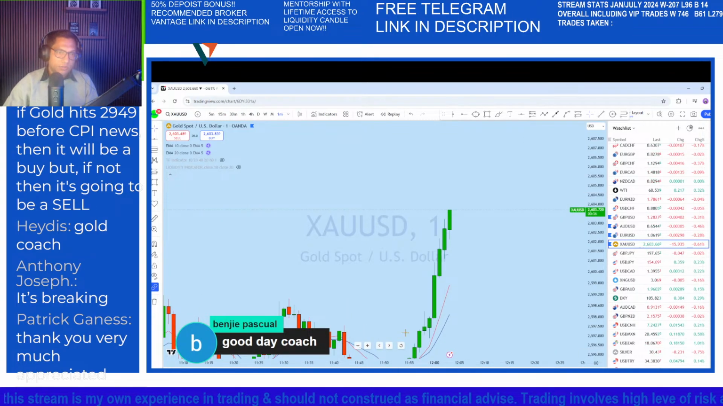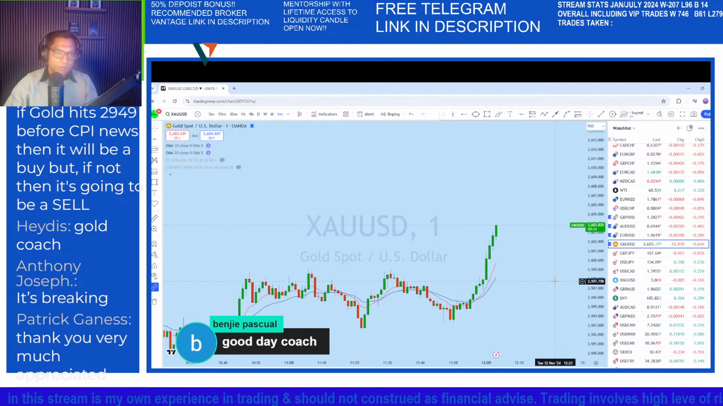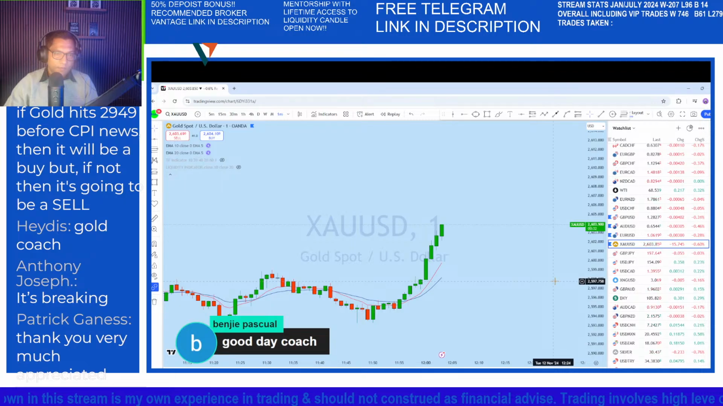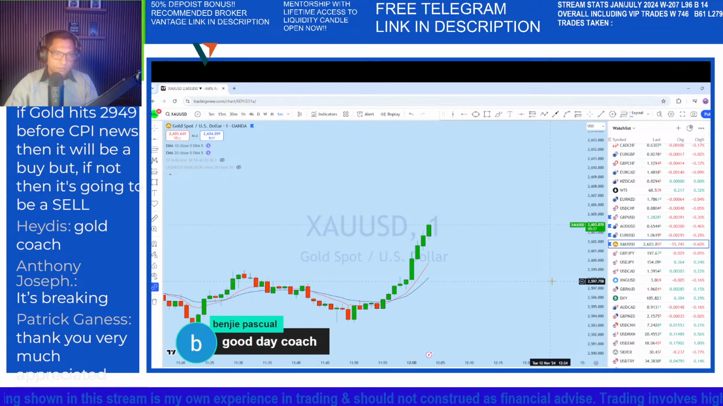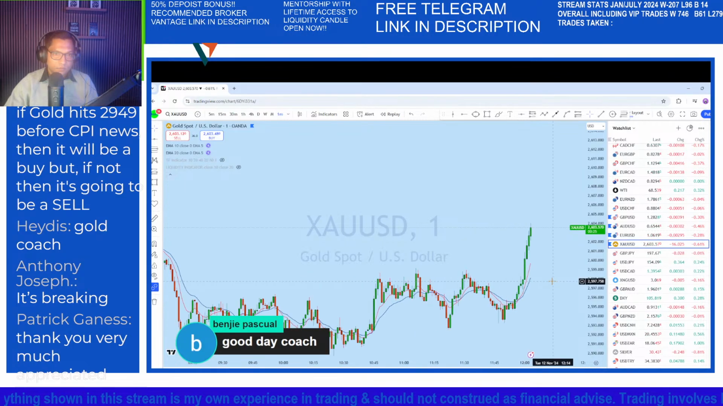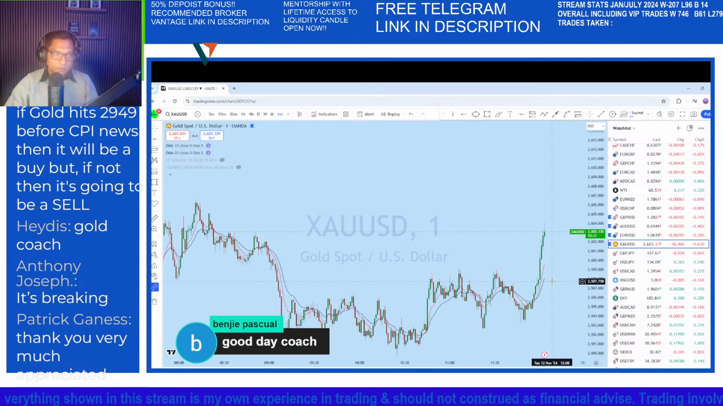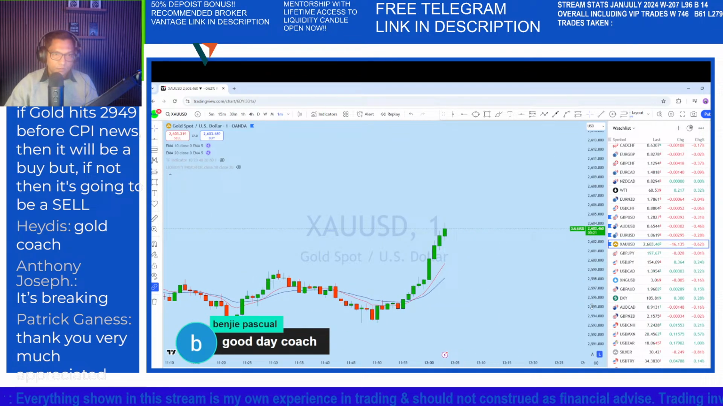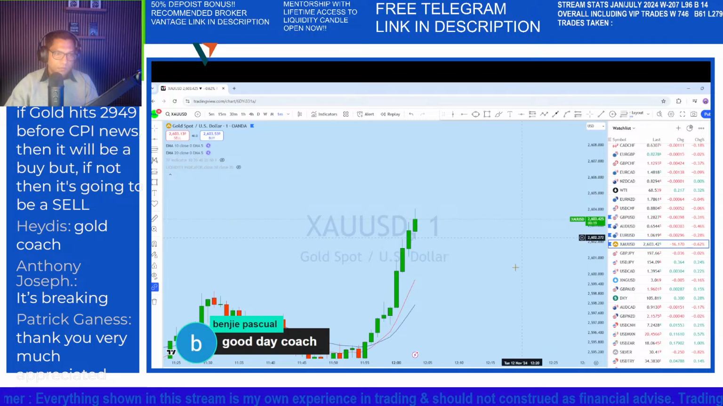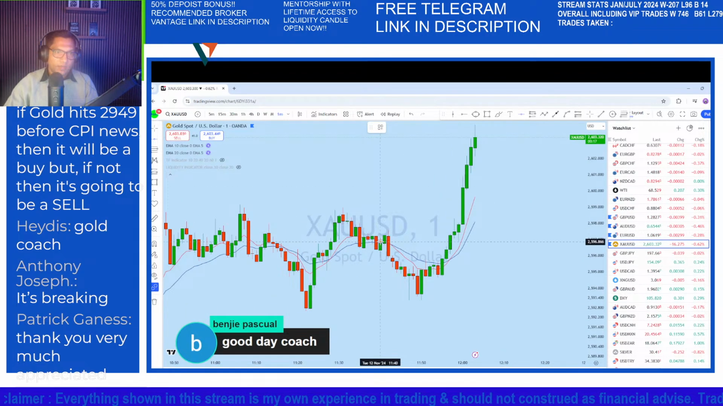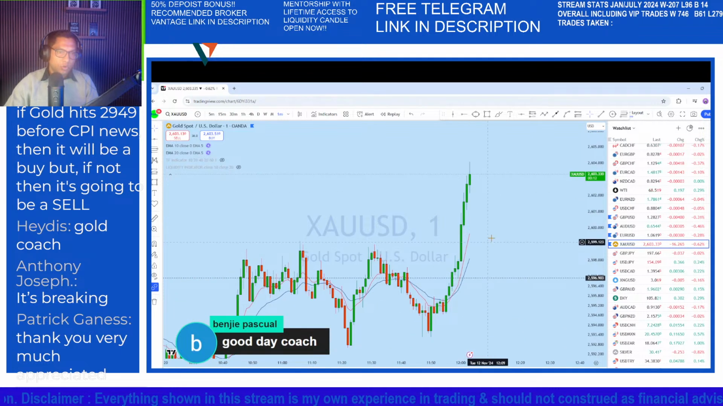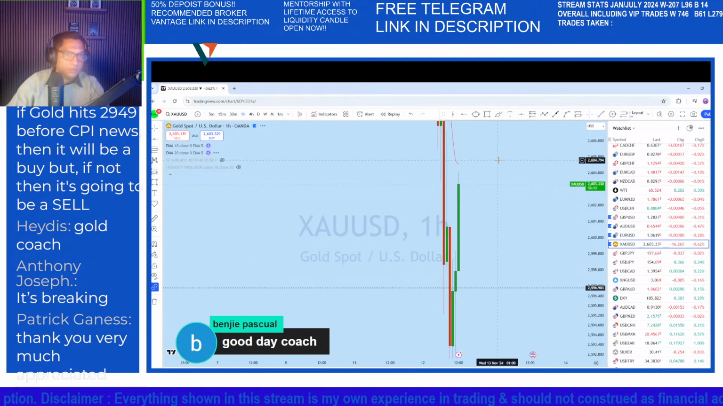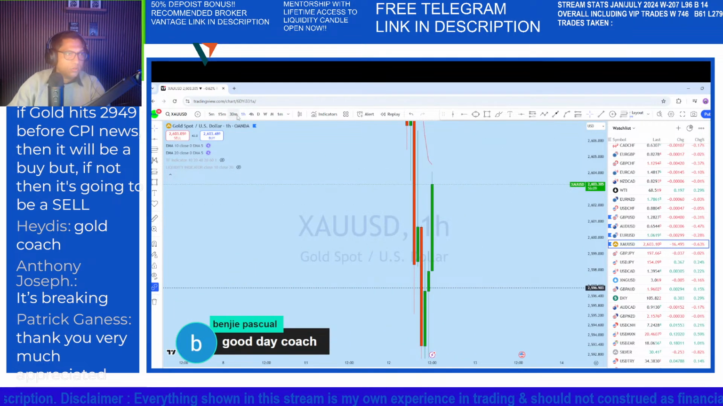Okay, here is the move. So we can find one level here, which is the previous swing high, swing low, and it managed to break out.